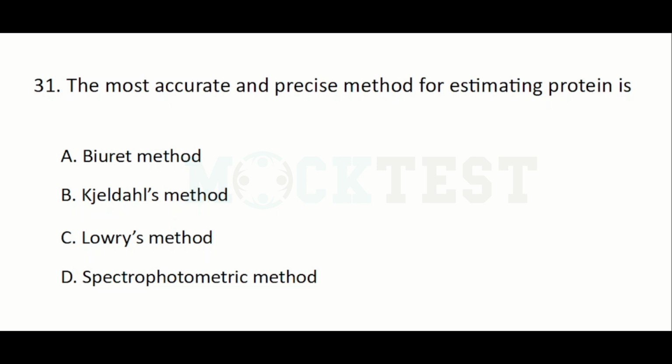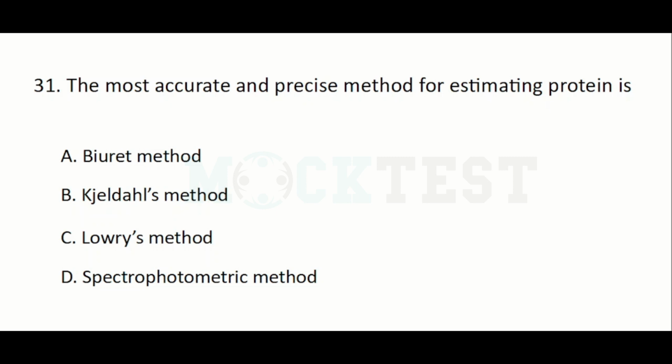The most accurate and precise method for estimating protein is option A, Biuret method, option B, Ziehl method, option C, Lowry's method, option D, spectrophotometric method.